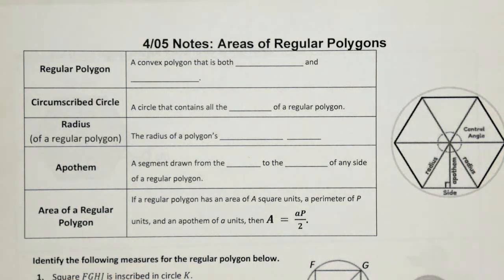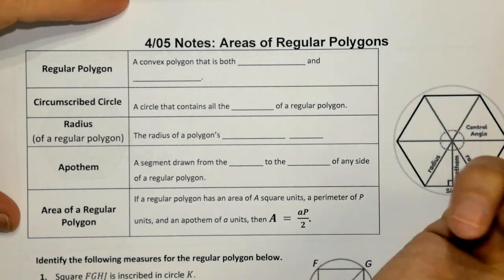All right, we're going to go ahead and take some notes on areas of regular polygons. This is going to be a video where you're already given what's called the apothem. So we will not be looking at finding the apothem. We'll have it already. So it's going to be pretty simple and easy to plug into our formula. Let's go ahead and get started.